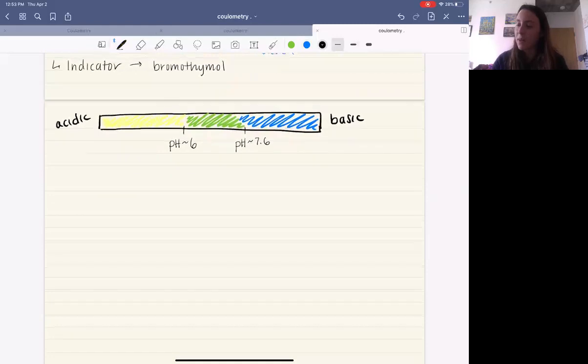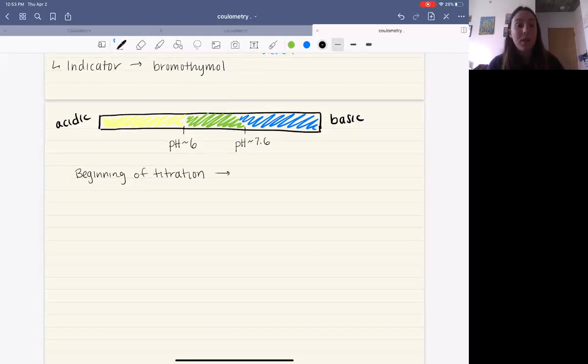Okay, so let's think about what that means. If you have your analyte, the HCl, in your beaker, what color would you expect the solution to be if it has the indicator in it? So this is at the beginning of your titration. It should be yellow, right? Because the HCl is acidic.